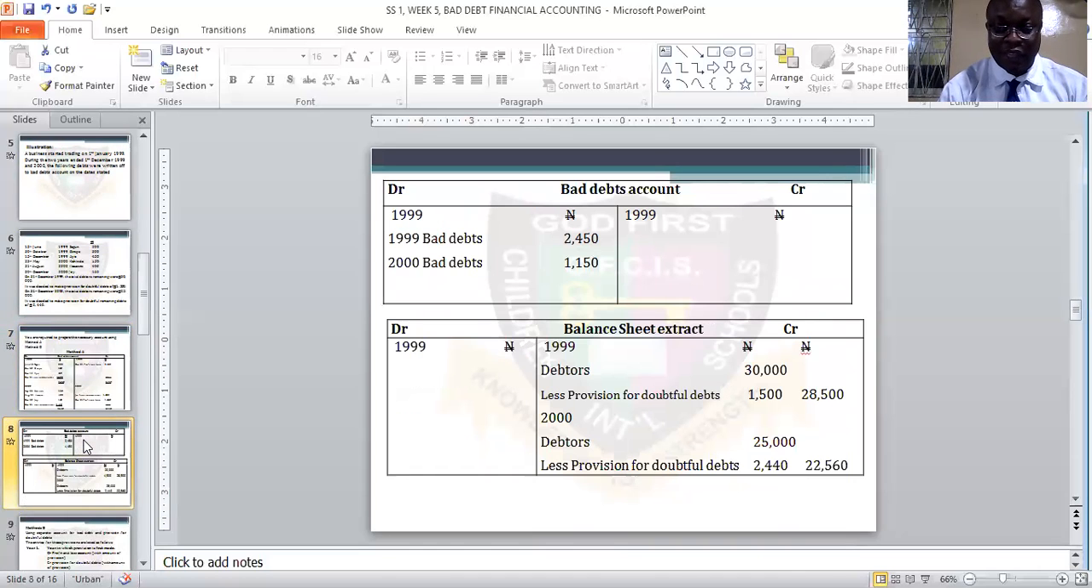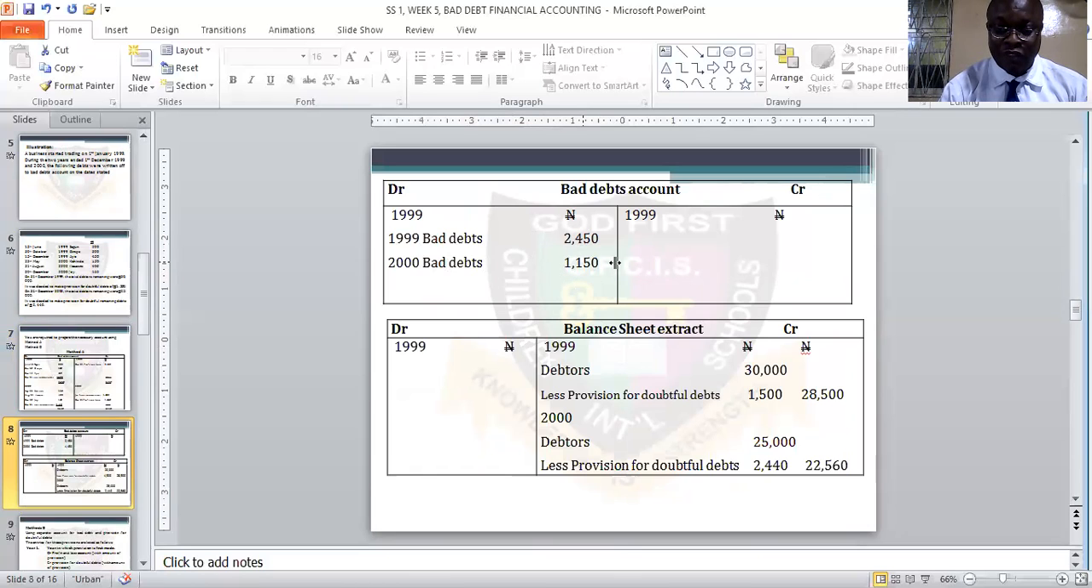Then this is another account, the bad debt account. In the bad debt account, you have to know that it's the irrecoverable debt account. So we have bad debt of 2,450 naira for the year 1999. Then for the year 2000, 1,150 naira. That's the bad debt for the year 2000.